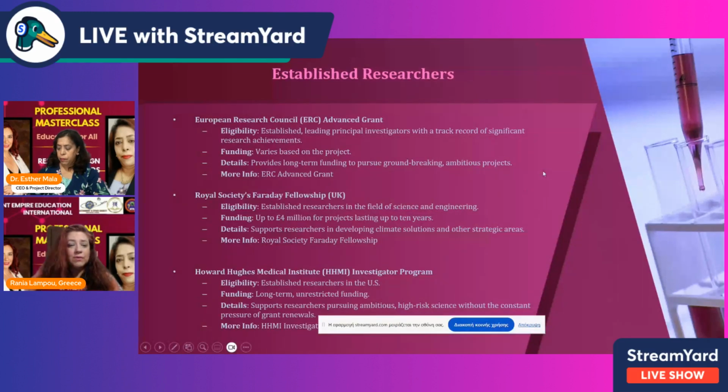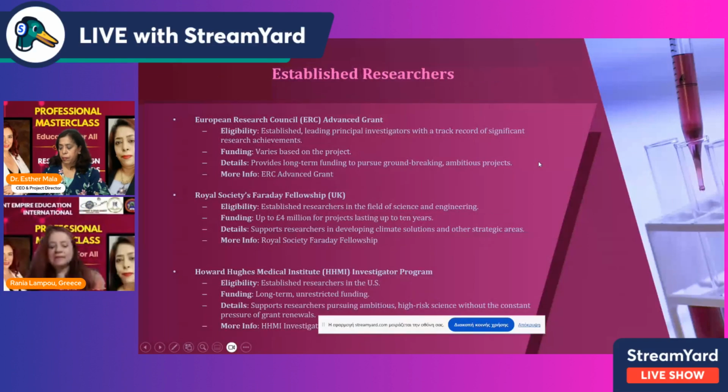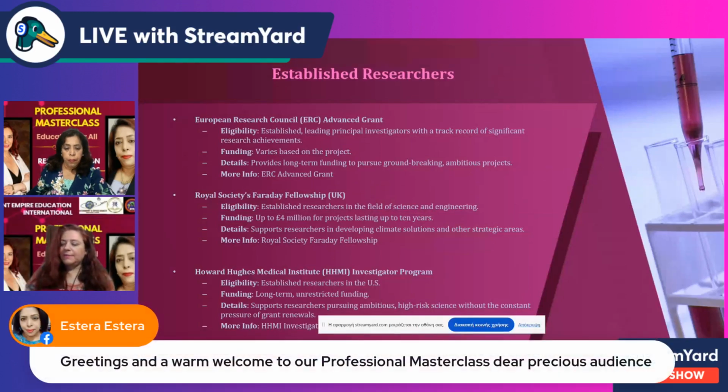In Europe, we also have the European Research Council Advanced Grant for leading principal investigators who have a track record of significant achievements. And I want to say here that in Greece, very recently, our Ministry of Education introduced for the first time in the history of Greece what we call industrial PhDs. What are industrial PhDs? It's actually a direct collaboration with industries, with companies.